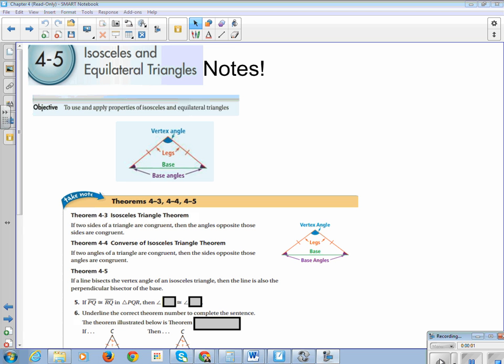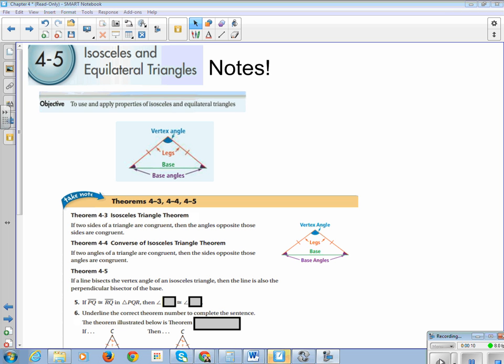All right, so this is Chapter 4, Section 5, Isosceles and Equilateral Triangles. This is the notes. Please include your learning objective, which is to use and apply properties of isosceles and equilateral triangles.